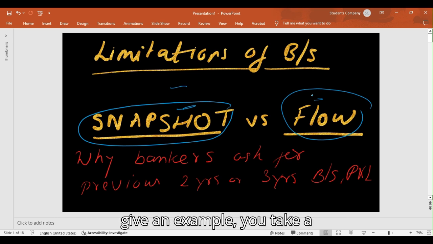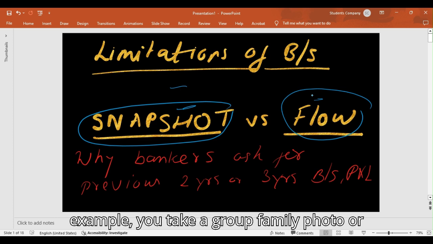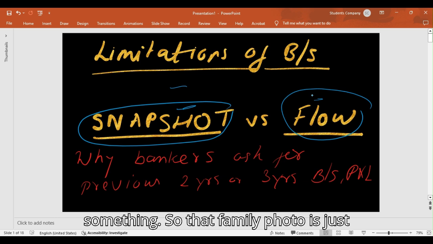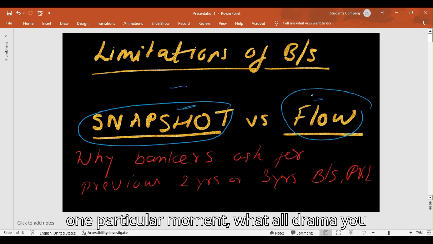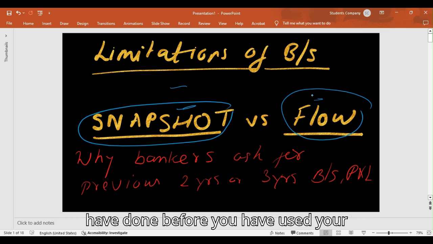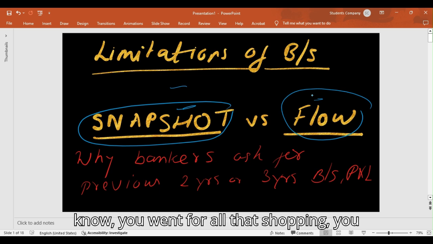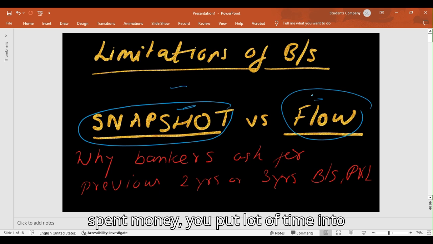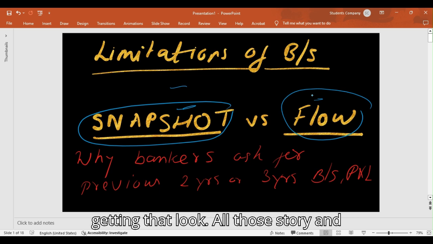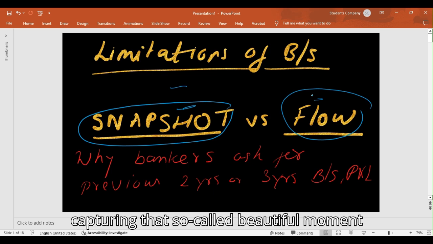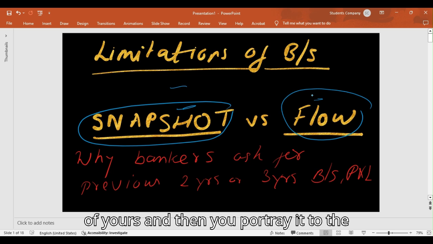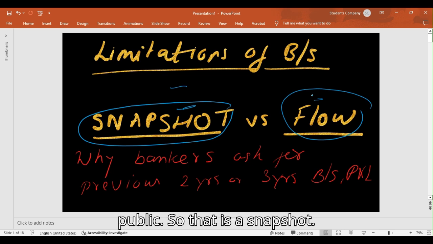Just to give an example, you take a group photo of yourself, for example, a group family photo or something. So that family photo is just that one particular moment. To get that one particular moment, what all drama you have done before: you have used your clothes, your makeup, your looks, you went for all that shopping, you spent money, you put a lot of time into getting that look. All that story and drama has taken place before you end up capturing that so-called beautiful moment of yours, and then you portray it to the public. So that is a snapshot.